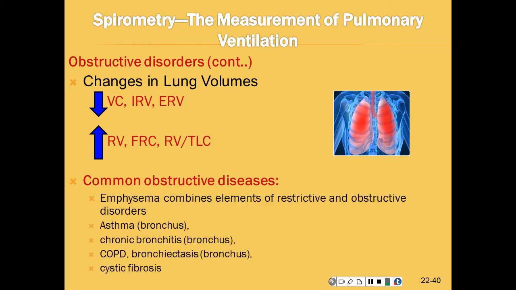Some common obstructive diseases. What do we have? Asthma, chronic bronchitis, COPD, cystic fibrosis, and emphysema.